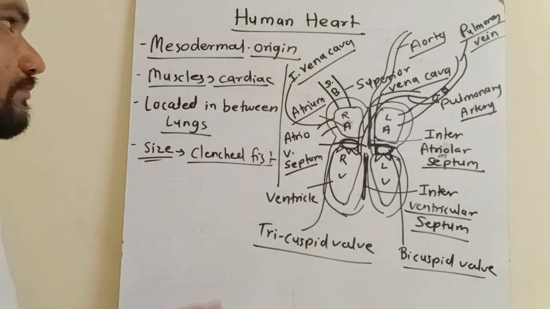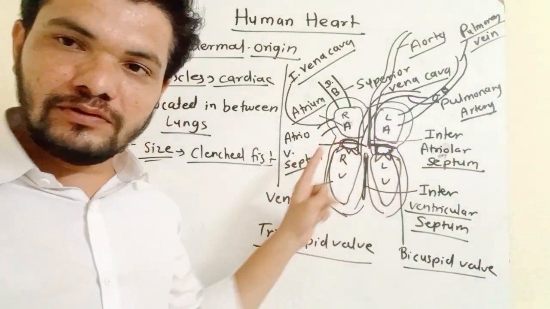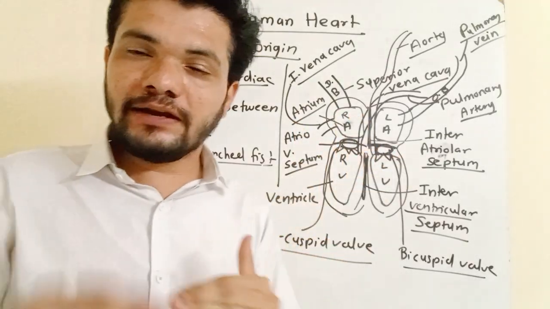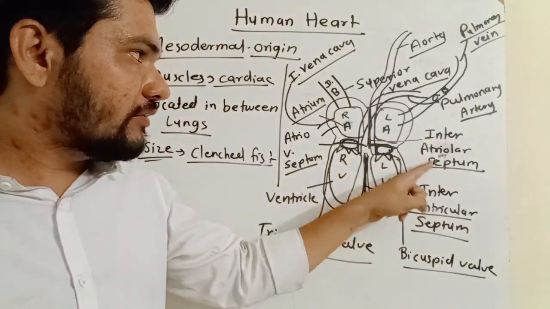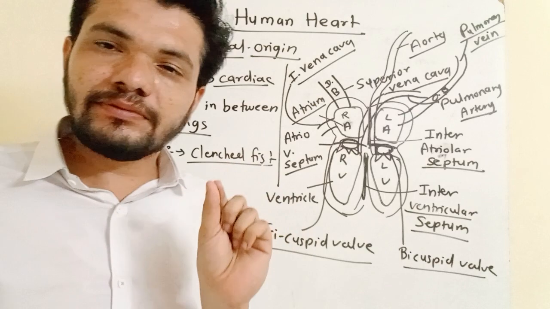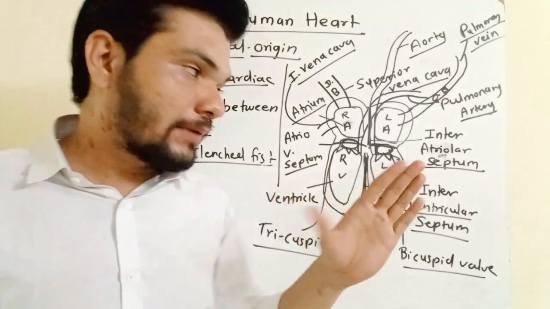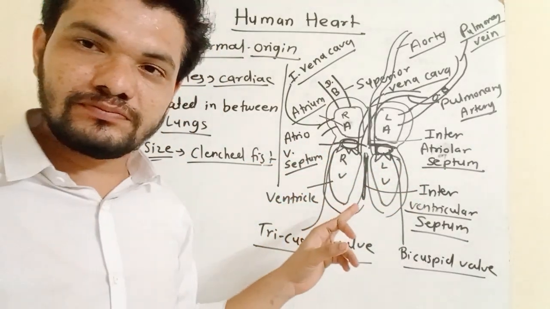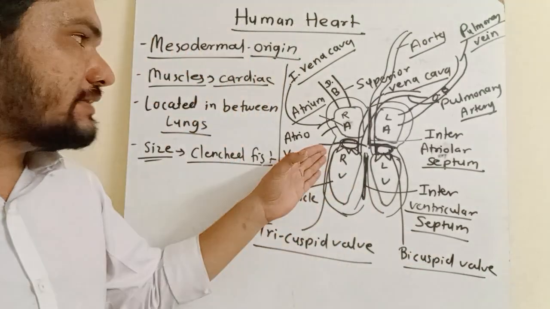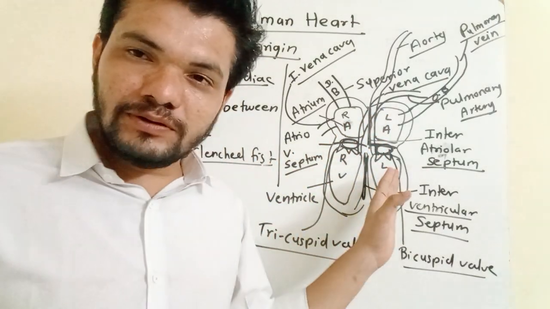Let me just revise it. Your heart is made up of four chambers: right atrium, left atrium, right ventricle, left ventricle. These chambers are separated by a wall called the interatrial septum, which is thinner than the interventricular septum. The interventricular septum is a little thicker. Then the atrium and ventricle on each side are also separated by the atrioventricular septum, which has a valve called the tricuspid valve, a three flap-like structure. Then the left atrium and ventricle opening has the bicuspid valve.